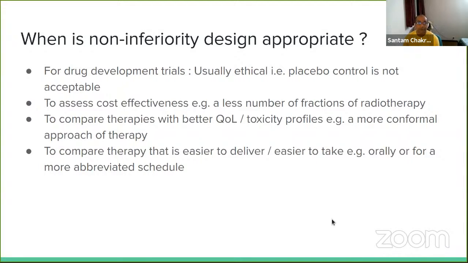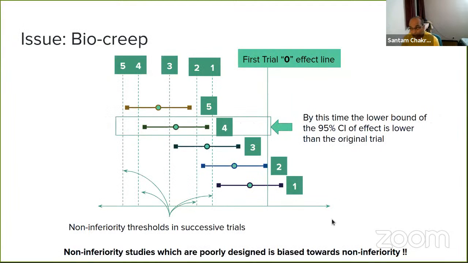And finally, to compare therapies which are easier to deliver and take, for example, trials where you are taking an oral mode of therapy instead of an intravenous mode of therapy, and so on. Now, the issue with non-inferiority trials, and why it is very, very important to evaluate them stringently, is biocreep. Now, what is biocreep? Let us understand this.